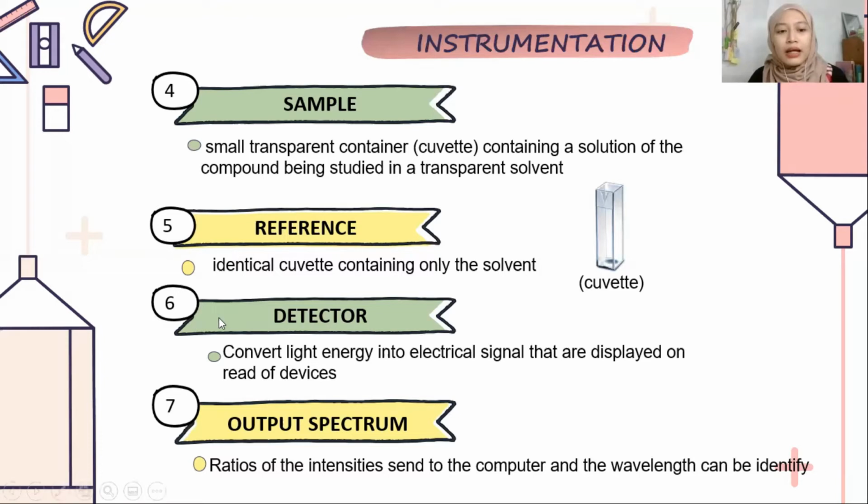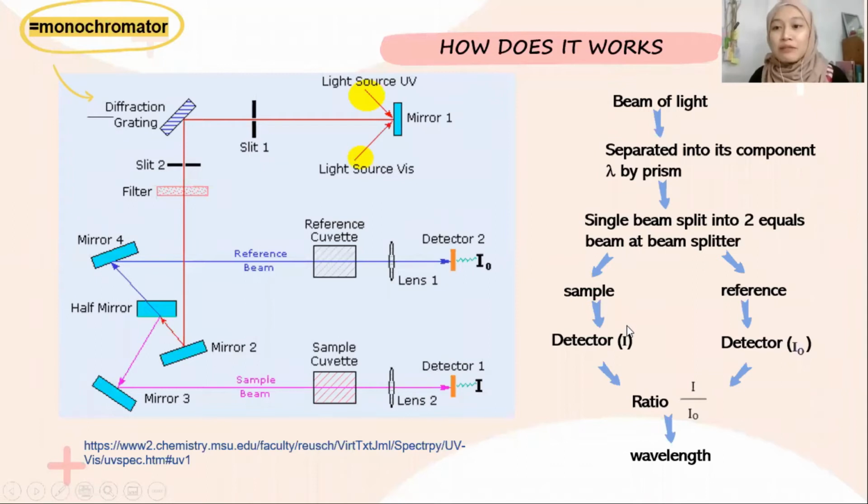Now, number 6 is the detector. The detector is used to convert light energy into an electrical signal that is displayed on a readout device. And number 7 is the output spectrum, where the ratio of the intensity from the reference beam and the sample beam will be sent to the computer, and the wavelength can be identified, and from here we can know what is the complexometric color that can be obtained. So for now, I have been explaining to all of you the basic instruments and the function of all of them. Now let's move on to how it works.